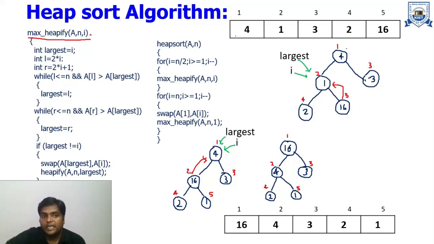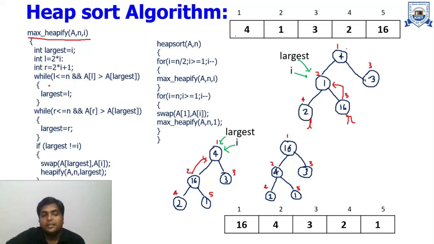So this I value is placed over here, and initially the largest is also pointing to this particular index. So int largest is equal to I. L is equal to 2 cross I. So what is L? L is equal to 2 cross 2, that is 4. And what is R? R is equal to 5, because 2 cross 2 plus 1 is 5.